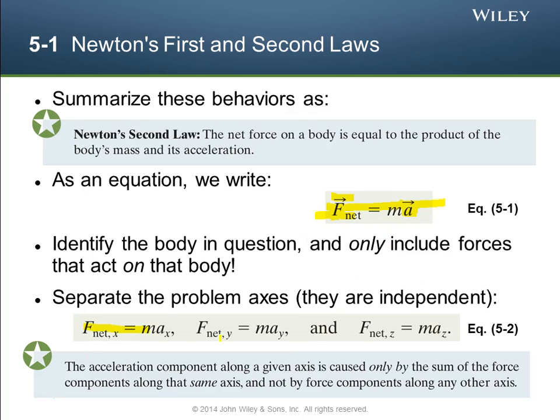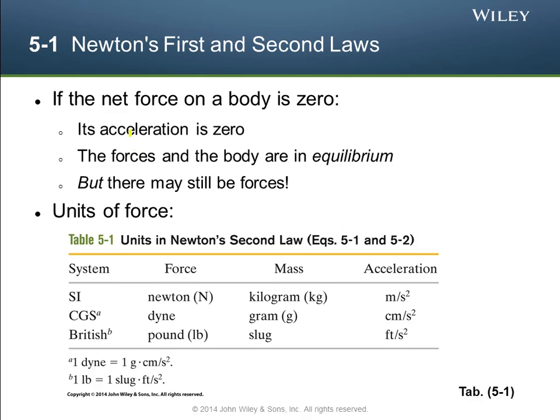And we can look at things in their components, looking at the net force in the x direction is equal to the mass times acceleration in the x direction, and so on. And so we can look at these separately in each dimension, but we can also look at it as a vector and just use the mass as a scalar multiplier. And we know if net force on a body is 0, then the acceleration is 0. And so we call that equilibrium.